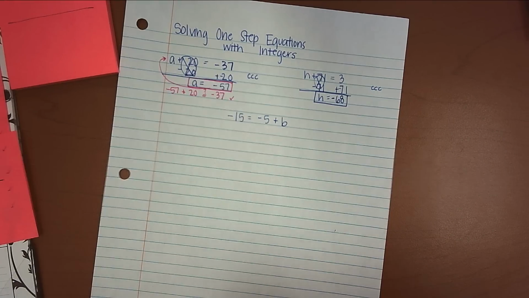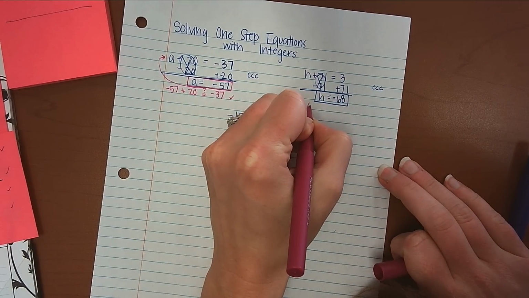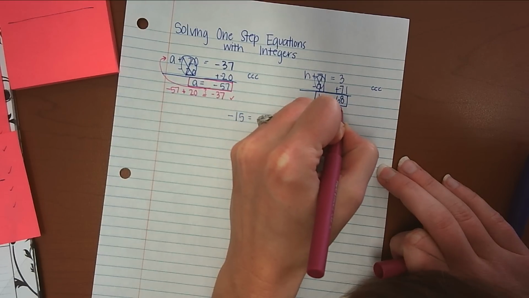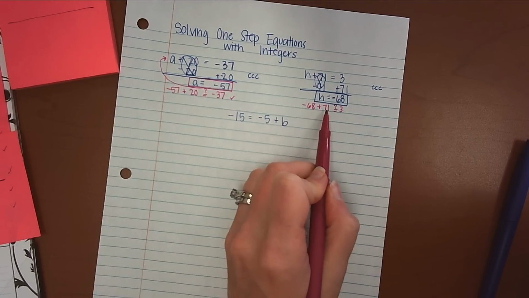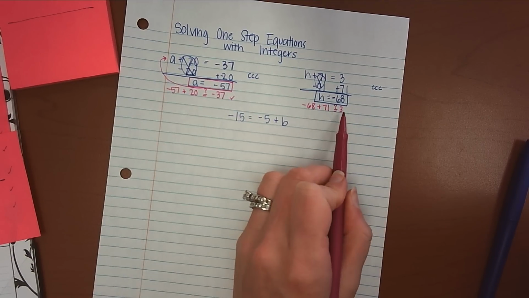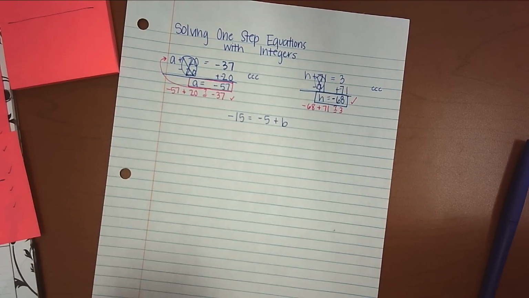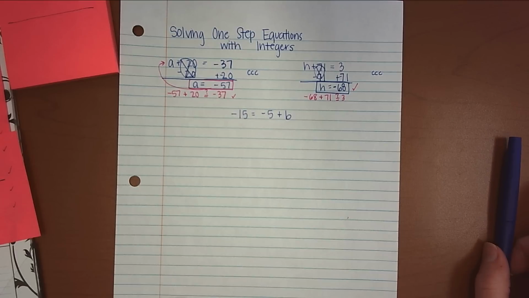Again, if you want to check your answer, you're welcome to do that. We just plug this back in. So we've got negative 68 plus 71. And we want to know, does that equal 3? Well, when signs are different, we subtract. 71 minus 68 is 3, and keep the sign with more, which is positive. And so our answer makes sense and seems reasonable. It checks that h is equal to negative 68.